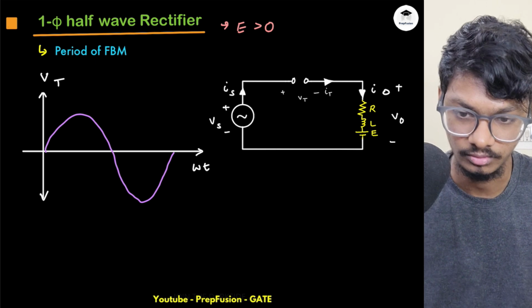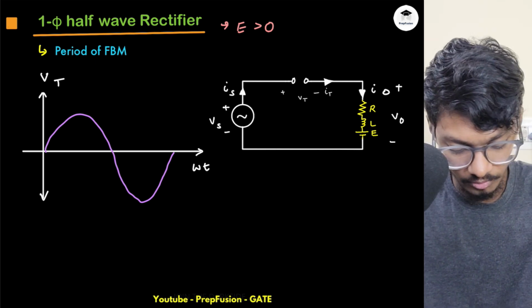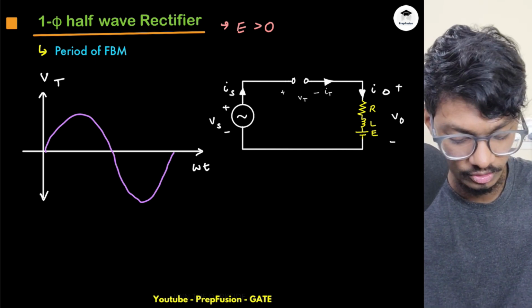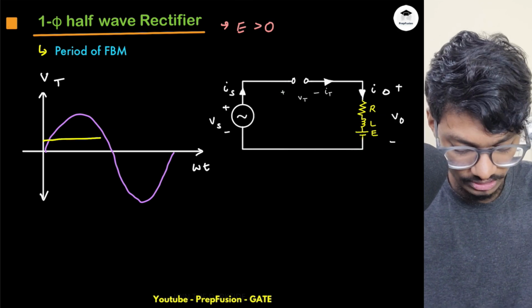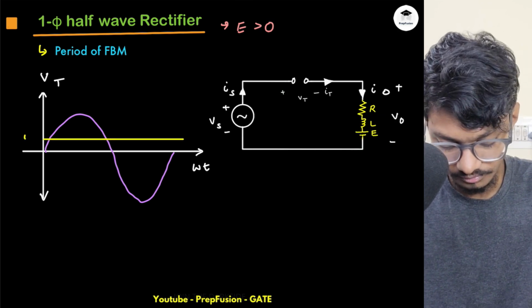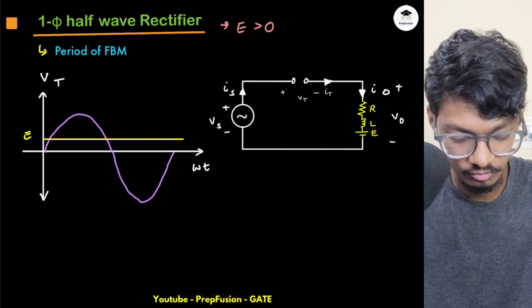I will assume, what is my forward blocking mode? Again, my forward blocking mode will be different this time, because I have an E as well. So E will be somewhere around here, plus E, and this is Vs. Now why am I drawing this E?